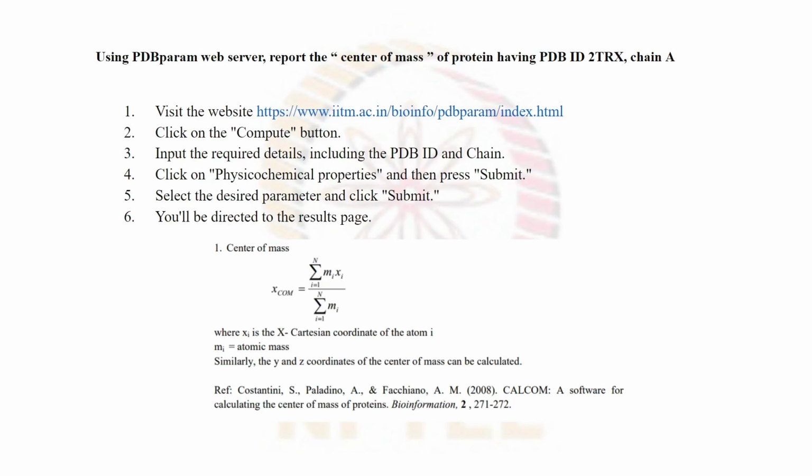Then under input option, select physicochemical properties. There is a radio button given. Then click on submit. Under the physicochemical properties, PDBparam has a set of other properties, under which select center of mass, then click submit.